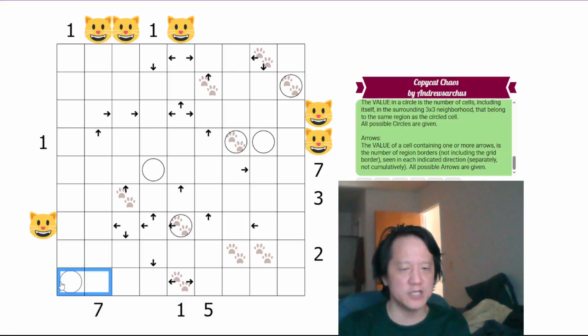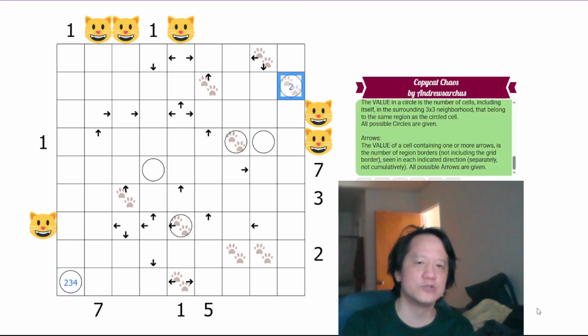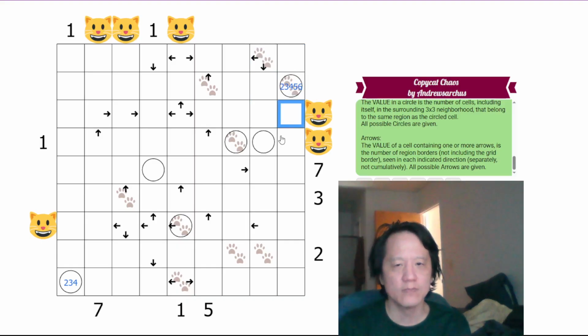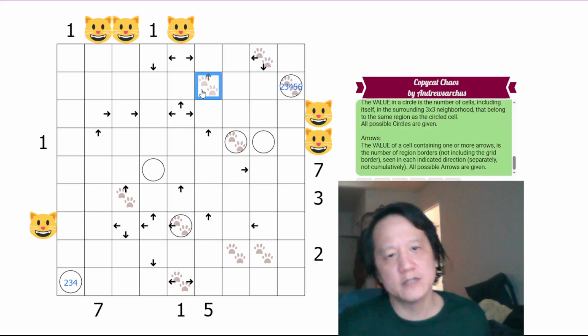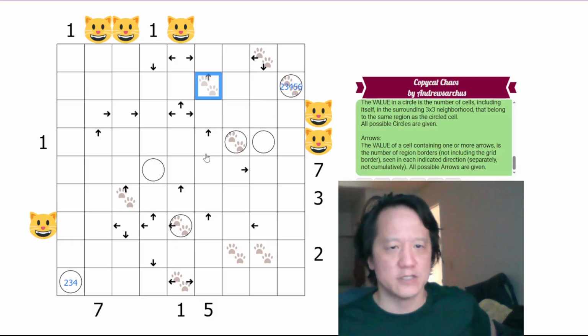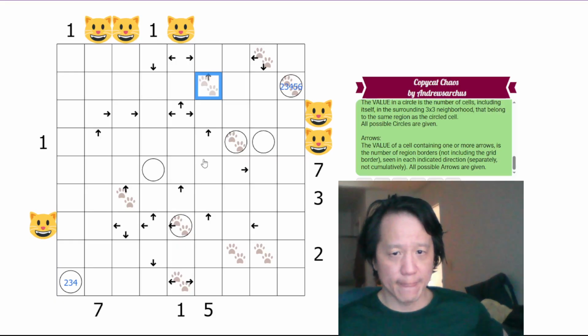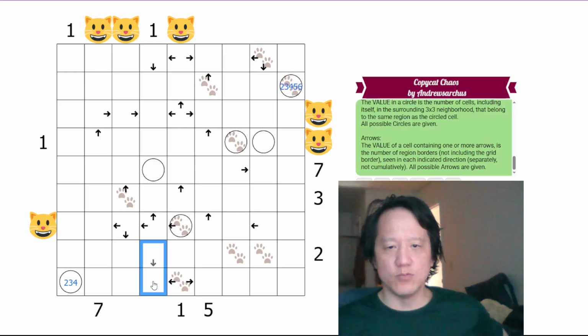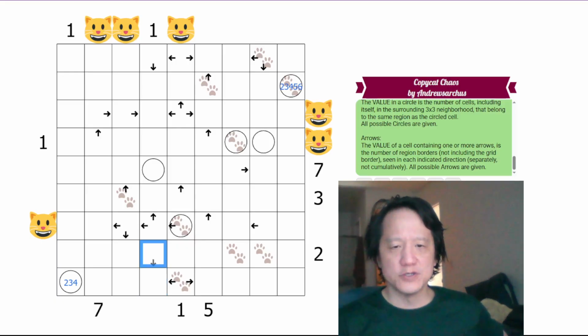So you're guaranteed at least 2 cells here in this circle. So 2, 3, or 4. This is 2 through 6 because we could have 6 cells surrounding it. Copycats, unfortunately, don't really tell us much. Arrows. Arrows can be at most... This is guaranteed to see 1 border. So this is a border here.